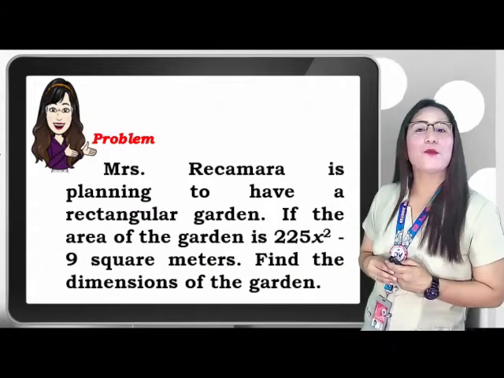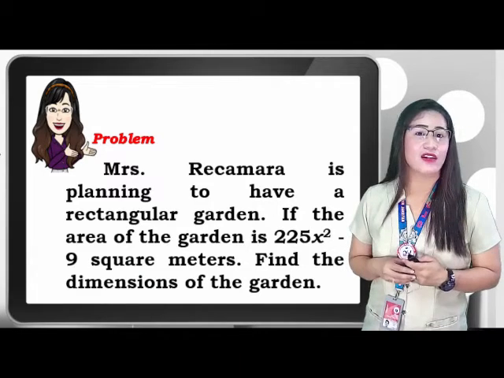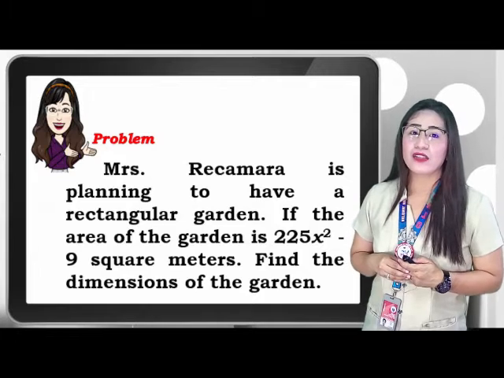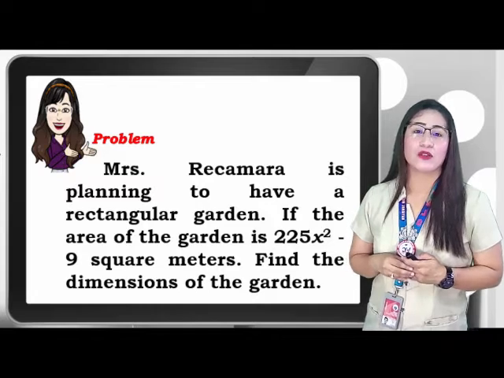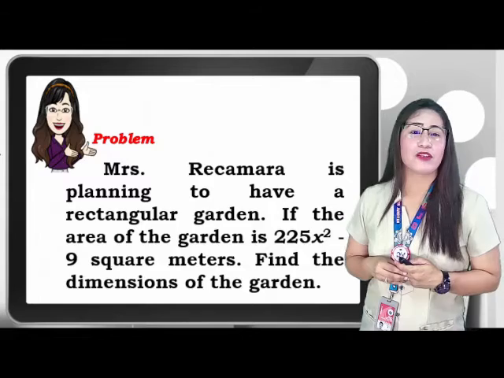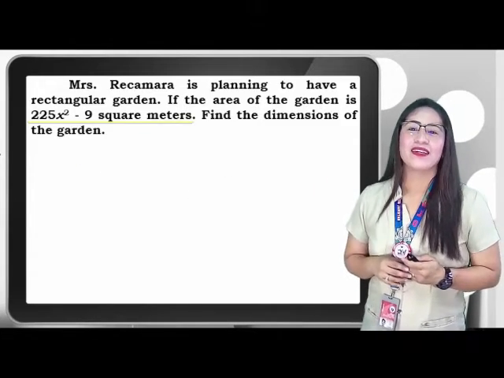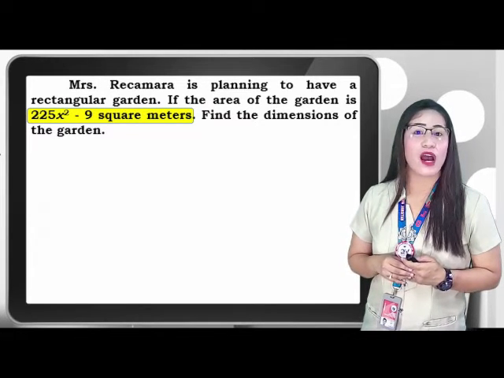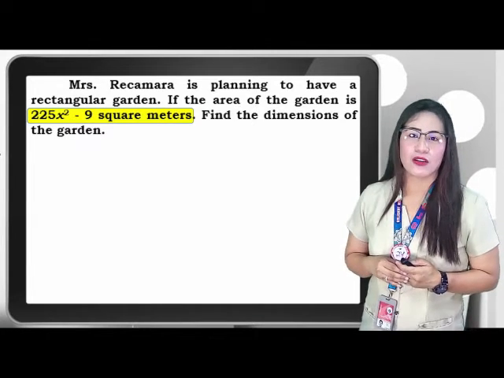Let's have this problem. Mrs. Recamara is planning to have a rectangular garden. If the area of the garden is 225x squared minus 9 square meters, find the dimensions of the garden. Let us apply the steps in factoring difference of two squares to solve this problem. The given in this problem is the area of the garden, 225x squared minus 9 square meters.